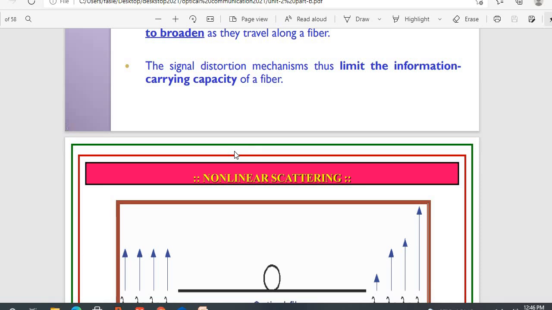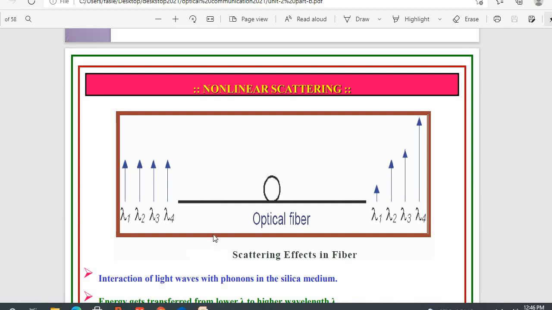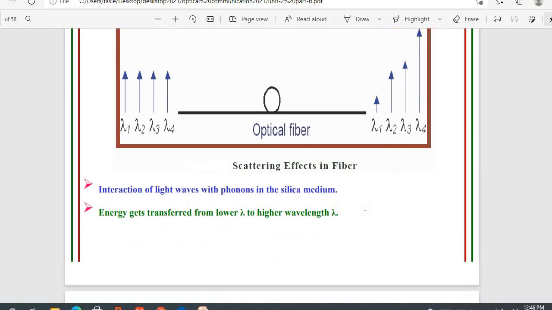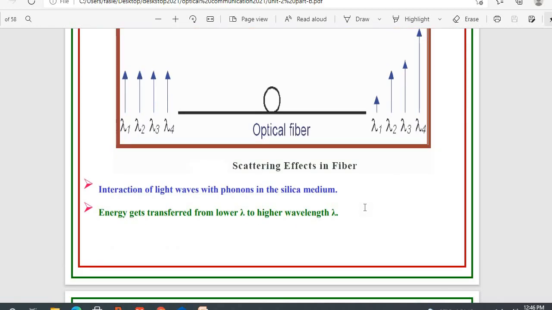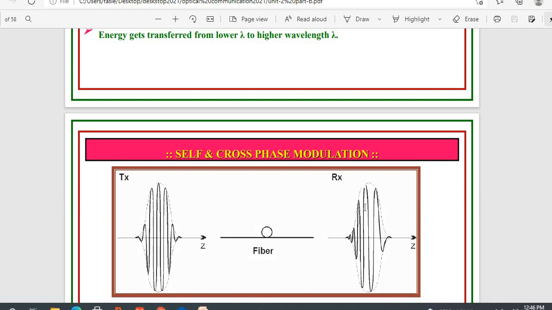Suppose this is a diagram I will show you. The diagram is about non-linear scattering. As you can see here, this is my optical fiber. These are my different wavelengths, lambda 1, lambda 2, lambda 3, lambda 4, which I am sending. At this end I am also showing the wavelengths so that we can understand the interaction of light waves with phonons in the silica medium. If you have a silica medium inside the fiber, when we transfer waves of different wavelengths, the energy gets transferred from lower to higher wavelength. Always energy travels from the lower wavelength to the higher wavelength, lambda.